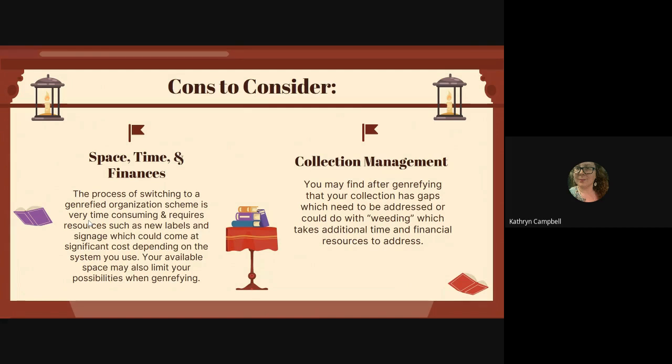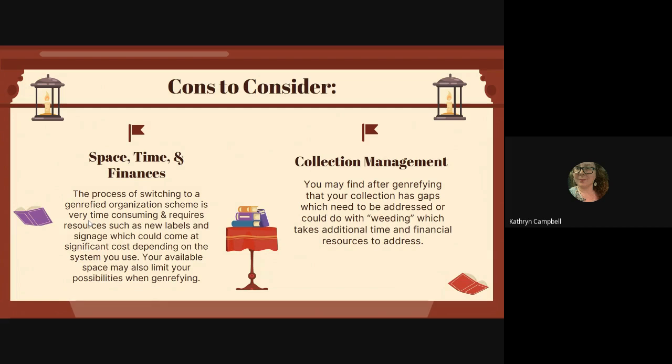Some cons to consider: space, time, and finances. The process of switching to a genreified organization scheme is very time consuming, and it requires resources such as new labels and signage, which could come at significant cost depending on the system you use or the size of your collection. Your available space may also limit your possibilities when genreifying.